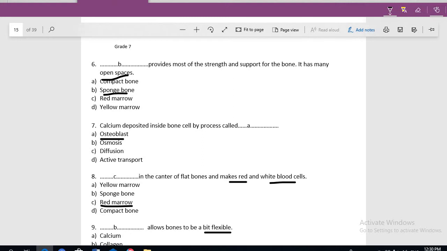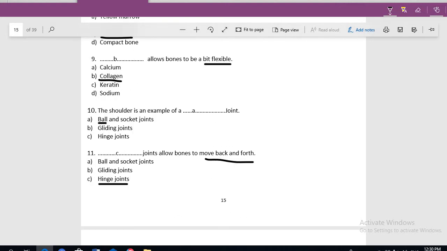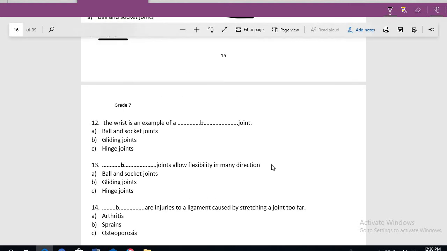So a hinge joint allows bones to move back and forth. Your wrist is an example of a gliding joint, which allows movement in many directions. So which type of joints allows flexibility in many directions? Gliding joints. Injuries to a ligament caused by stretching a joint too far. A disorder happens in your ligament, which causes it to stretch a joint too far. This type is called sprains.